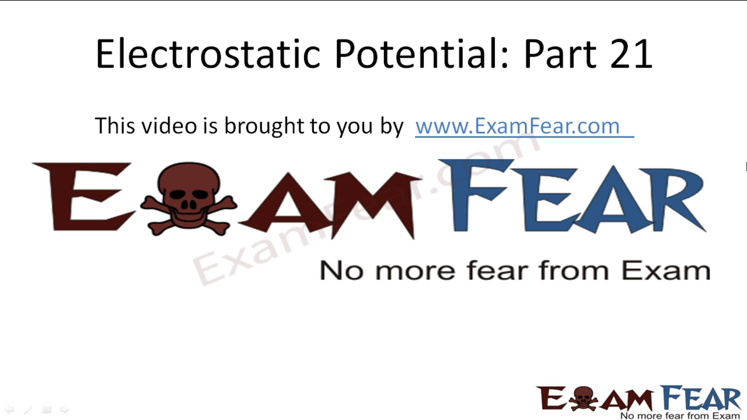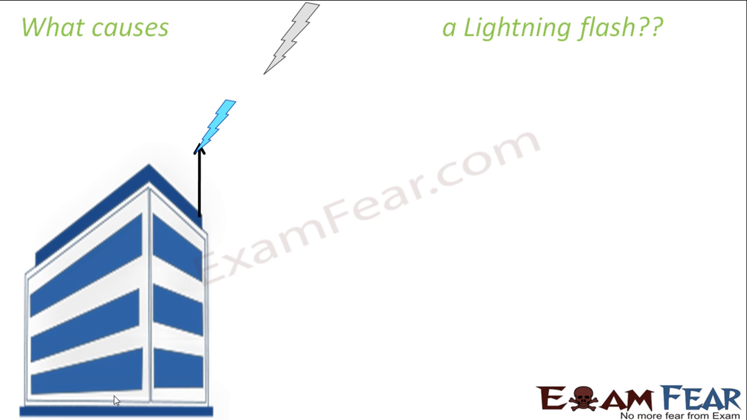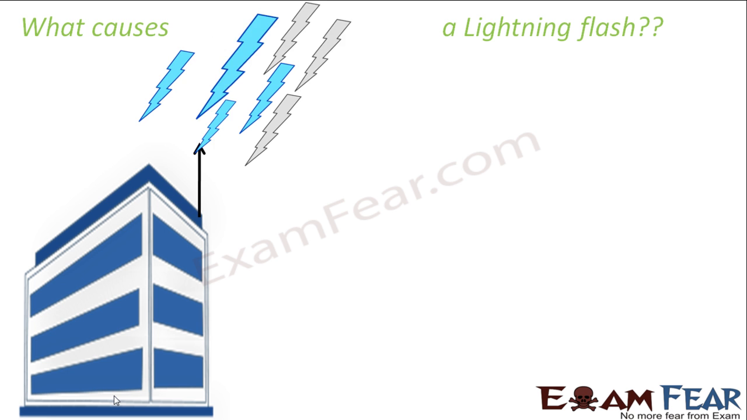Please make sure that you have watched all the videos till part 20 before going ahead with part 21. We have completed the lesson on electric potential and we had already covered the lesson on electric field as well. It is time to explain what causes this lightning flash. You saw this in the very first lesson, or the introductory screen of this lesson. So now is the time to explain this.